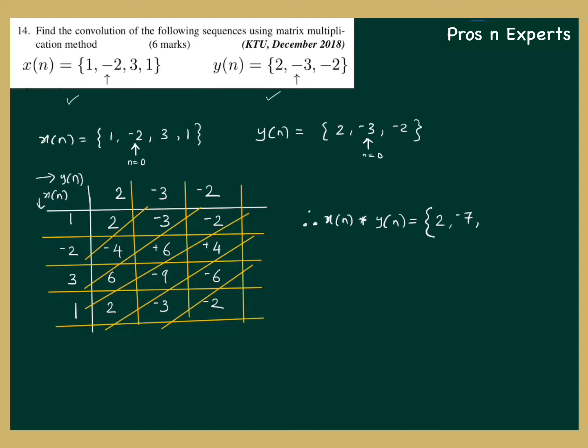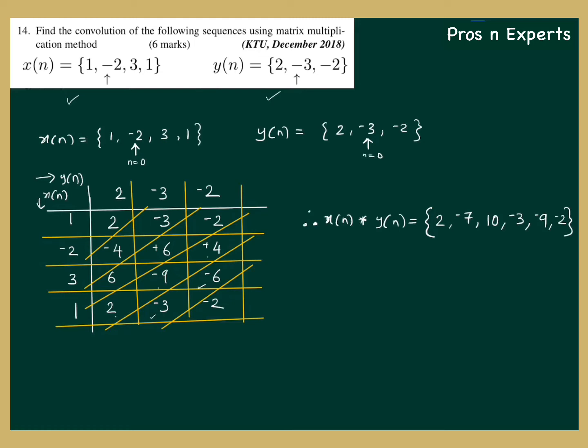Then in the next diagonal we have 6 plus 6 plus minus 2 is 10. Then in the next diagonal, 2 minus 9 plus 4 is minus 3. In the next diagonal it is minus 3 and minus 6, which add to give minus 9. And in the last one it is minus 2. So this is the answer, but it is still not over because we haven't specified which sample comes at n equal to 0. So what is the easy way to determine the sample at n equal to 0?